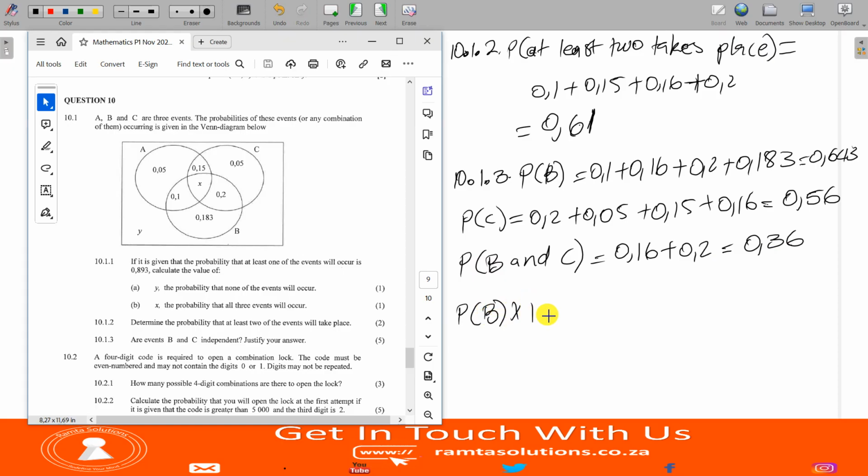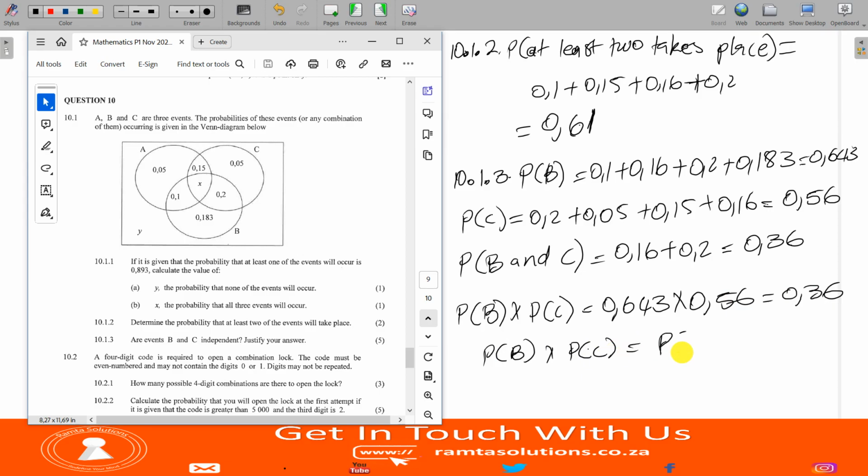Now, let's look for the probability of event B multiplied by the probability of event C. Remember, we're proving whether these events are independent. So it will be 0.643 multiplied by 0.56. What do we get? We get 0.36. Therefore, probability of B times probability of C is equal to probability of B and C. Therefore, B and C are independent. I hope you guys now see how you do these kinds of questions. If probability of B and C is equal to probability of B times probability of C, then those events are independent.